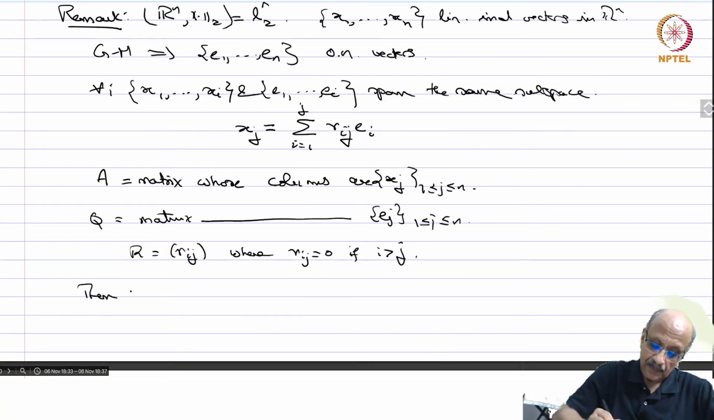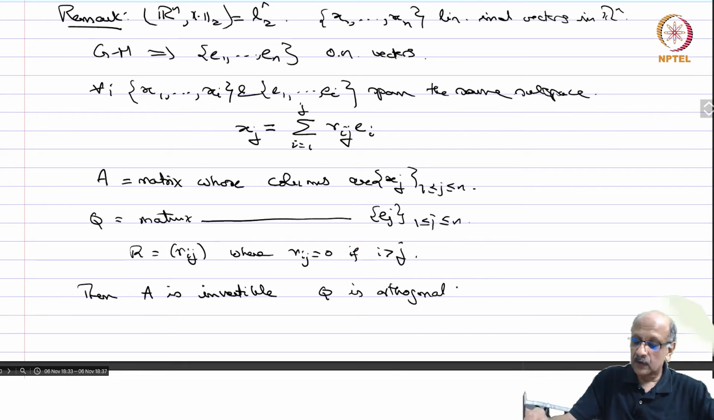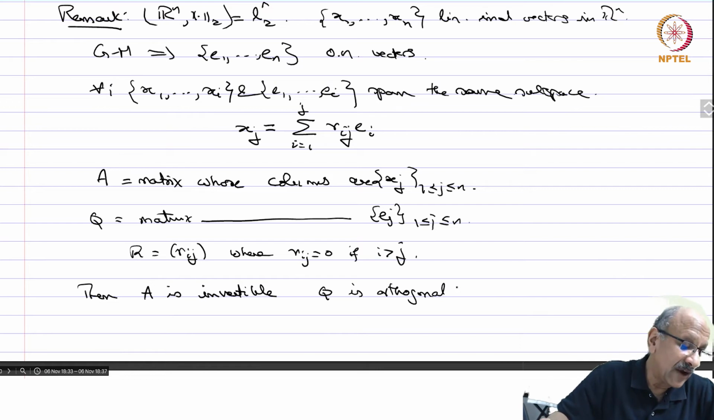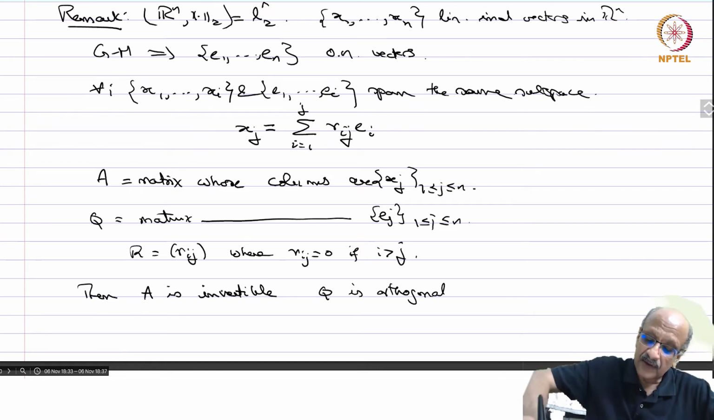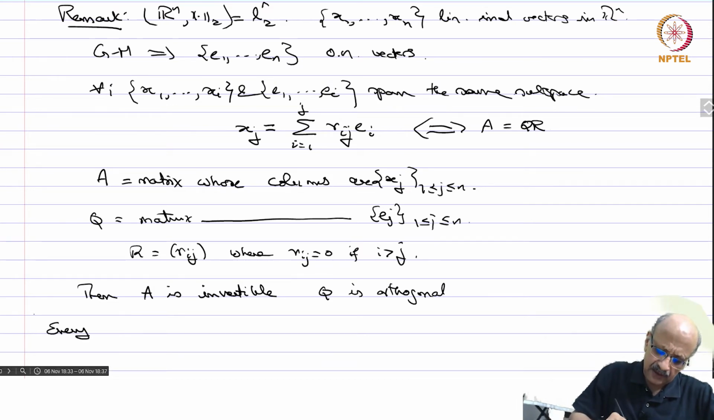Then A is invertible because the columns of the matrix are linearly independent. Now Q is a matrix whose columns are all orthogonal to each other, and therefore matrix Q is orthogonal. Q transpose Q equals identity, because that's just the definition of an orthogonal matrix. So the columns of the orthogonal matrix are orthonormal vectors, and therefore we have shown that this relationship is the same as A equals Q times R.